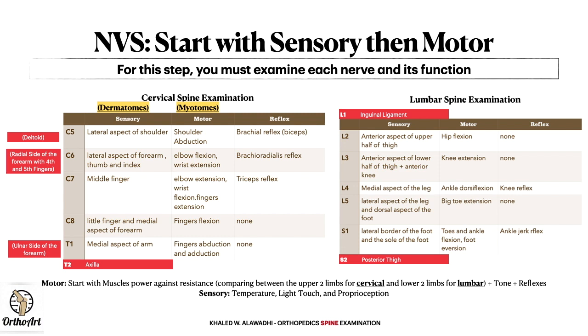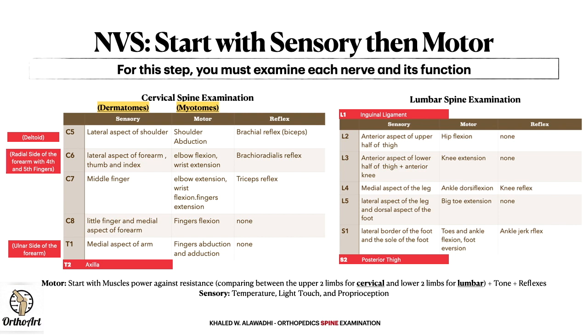Now for the lumbar spine examination, L1 is representing the inguinal ligament. The L2 is the anterior aspect of the upper half of the thigh. L3 is the anterior aspect of the lower half of the thigh, anterior knee. L4, L5, S1, and then you have S2, which is the posterior thigh. So these, I'll leave the table to you to read.